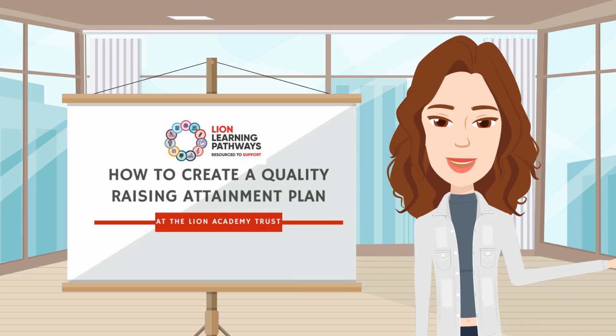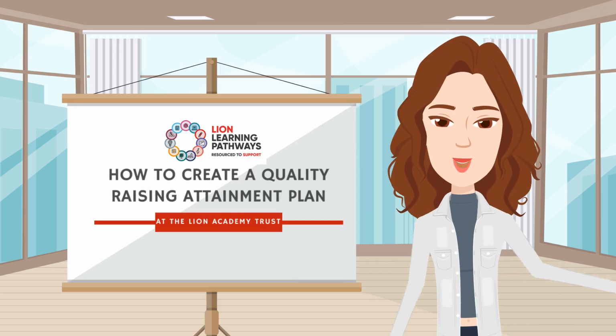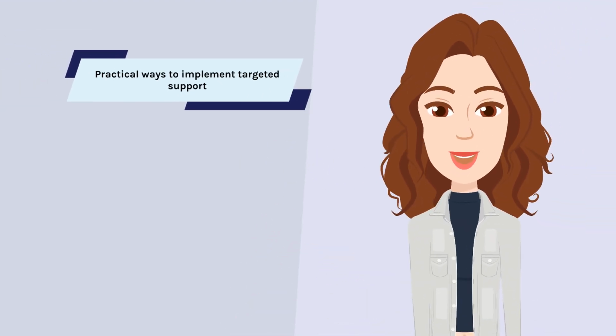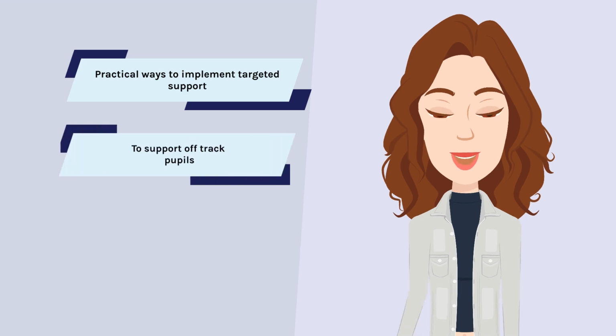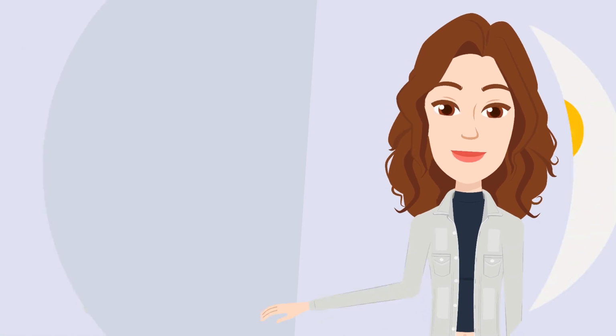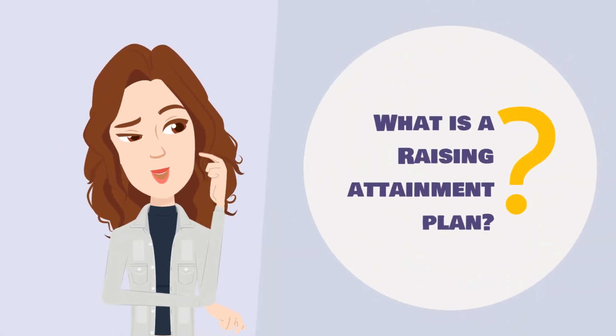Let's discuss how to create a quality raising attainment plan. This plan should focus on practical ways to implement targeted support so that off-track pupils make rapid and sustained progress. So, what is a raising attainment plan?